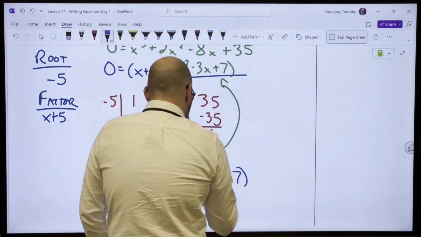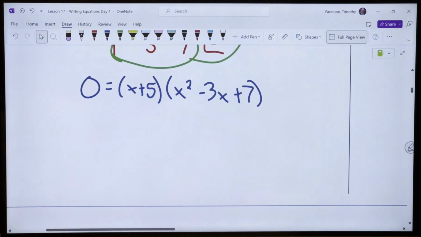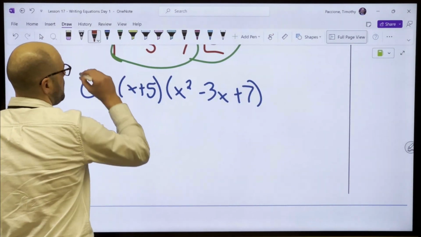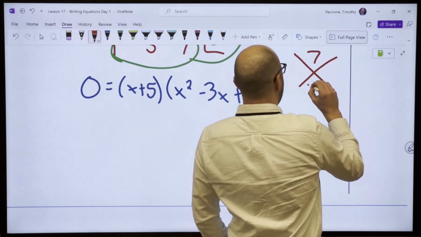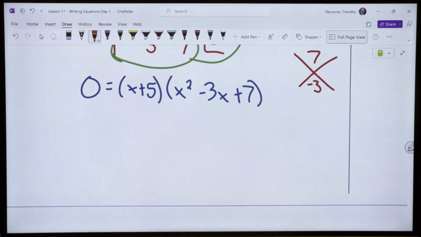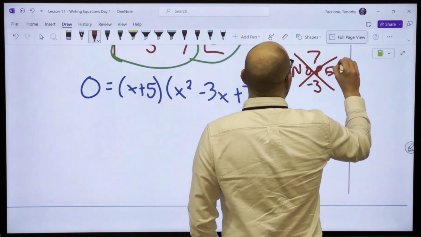Okay, so I want to try to keep factoring this because I want to be able to use the zero product property as easily as possible, right? So in the hopes that I can continue to factor this, I do what? Yeah, I try magic x, and I go, okay, 7 and minus 3. And then I say, okay, what multiplies to give me 7 and adds to give me negative 3? Nothing. Nope. It's not going to work.